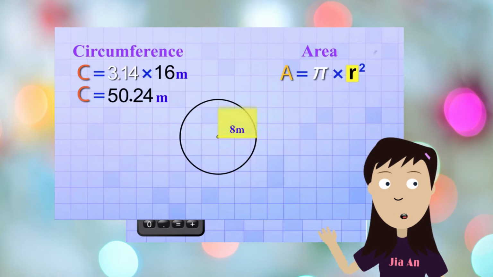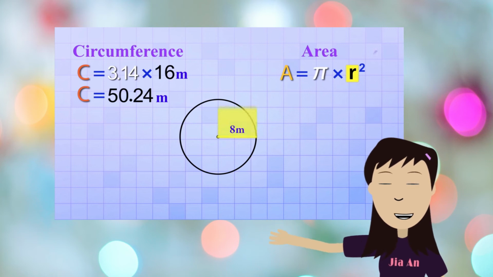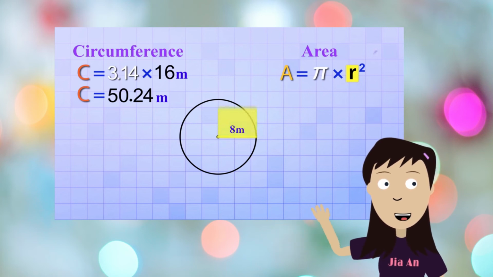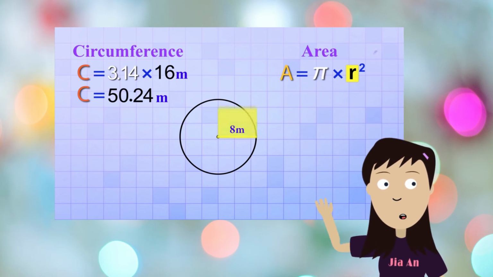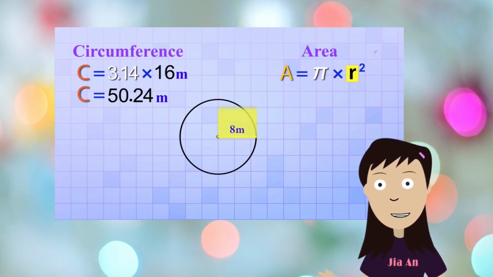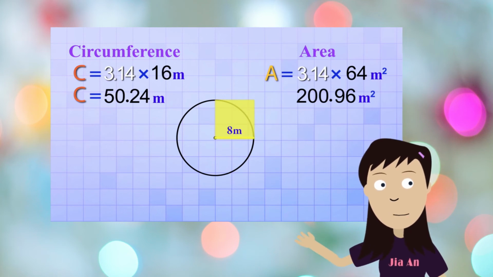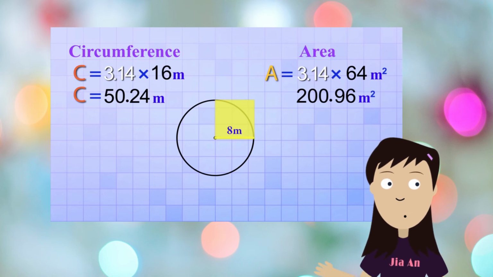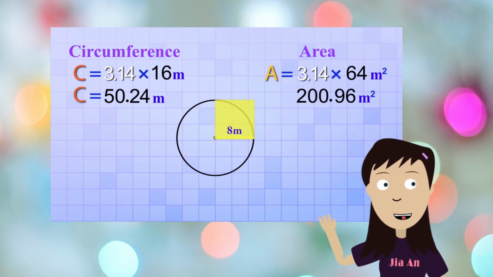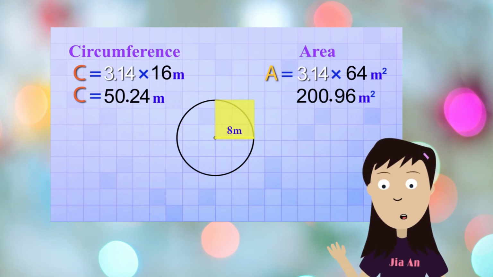If you want to find the area of a circle, you would have to use the formula area equals pi times radius squared. Instead of doubling the radius, you would square it, which means multiply it by itself. Then you would get the number 64 meters squared. Then we multiply that by pi as well. We will then get 200.96 meters squared as a result for the area of the circle.